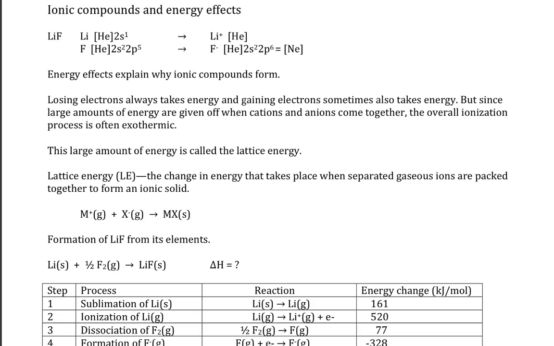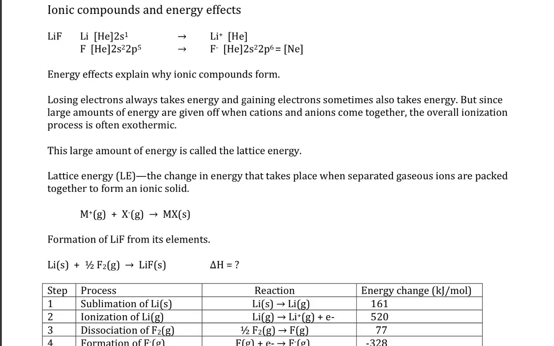Losing electrons takes energy, and gaining electrons sometimes also takes energy, sometimes gives off energy, but losing electrons always takes energy. Since large amounts of energy are given off when cations and anions come together due to their opposite charges and the great attraction between opposite charges, the overall ionization process is usually exothermic. So let's see that stepwise.